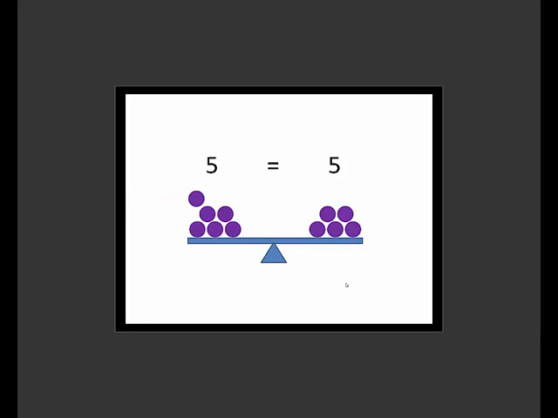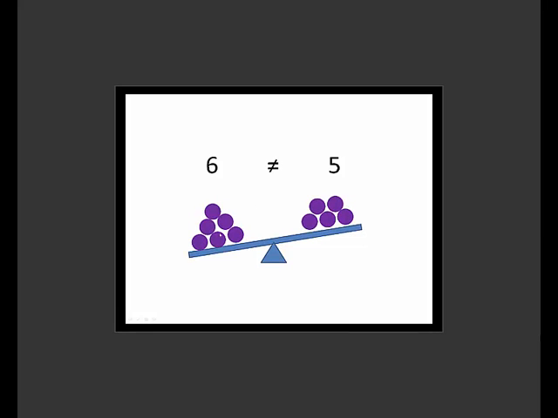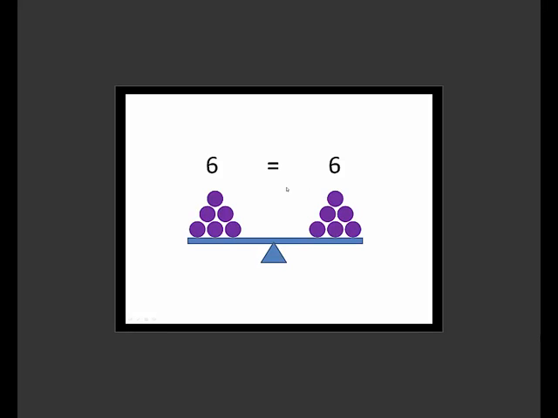Now, if we add 1 to the left side, it's no longer balanced. We have 6 on the left now, and it's no longer equal. So the left side is going to weigh down, and notice we have an unequal sign here, not equal. Now, in order to balance this out, we would need to add 1 more to the right. So let's do that right now. Now it's equal again. 6 is equal to 6.